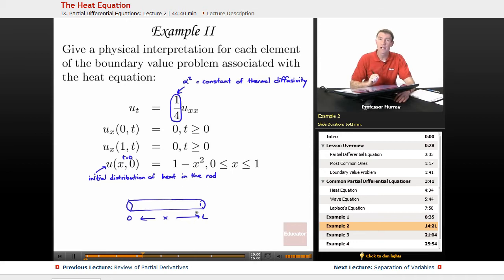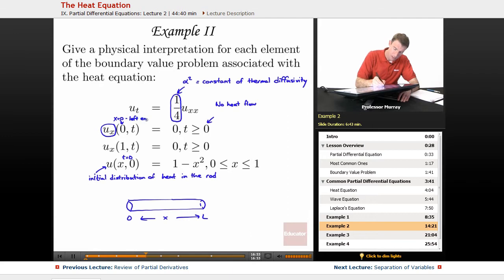And then here's the new element for this problem. Instead of u of 0, t, we have u sub x of 0, t. So how is that different? Well, what that means is that if u sub x of 0, t is 0, it means we've plugged in x equals 0. So we're looking at the left end of the rod, and if u sub x is equal to 0, that means the rate of change in the x direction is 0, which means there's no change in the x direction. So this is telling us that there is no heat flow, and this is at the left end of the rod, because x is equal to 0.